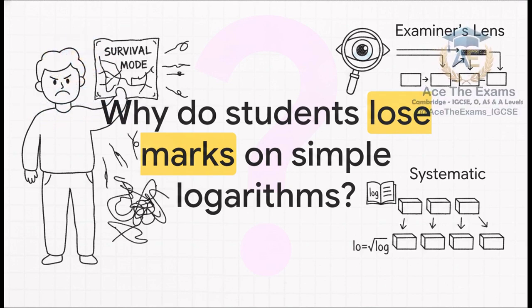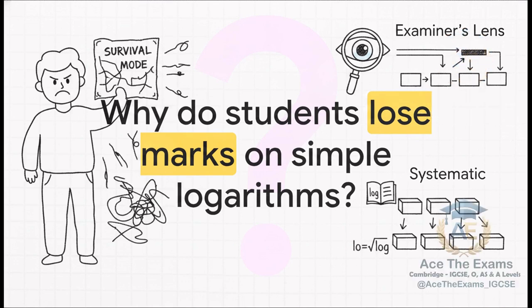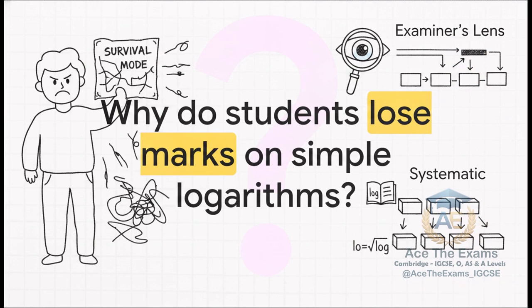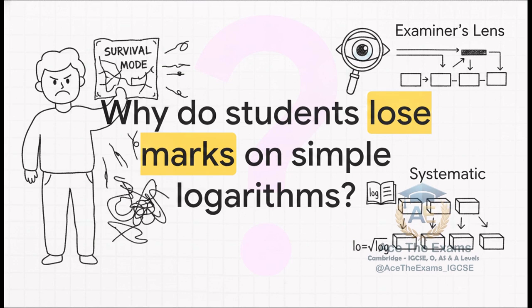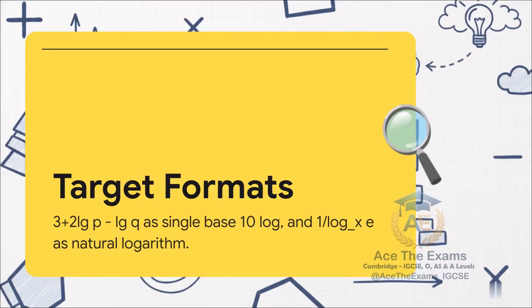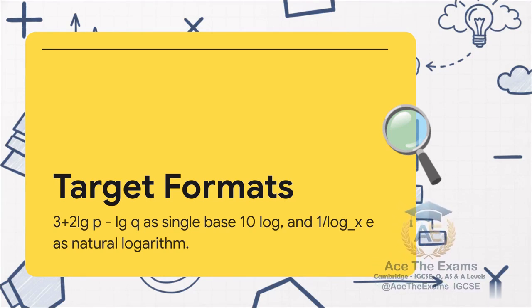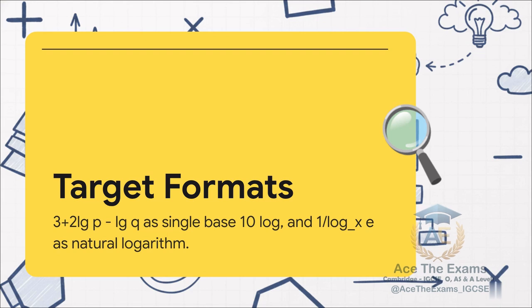An examiner is looking for systematic processing. We are looking to see if you can take a complex string of data, deconstruct it calmly, apply the relevant mathematical principles, and present it back to us perfectly structured. If you're just trying to survive, you rush. If you think like an examiner, you process. Now, what's really interesting about this slide is that these two specific formats are the ultimate test of that systematic processing we just talked about.